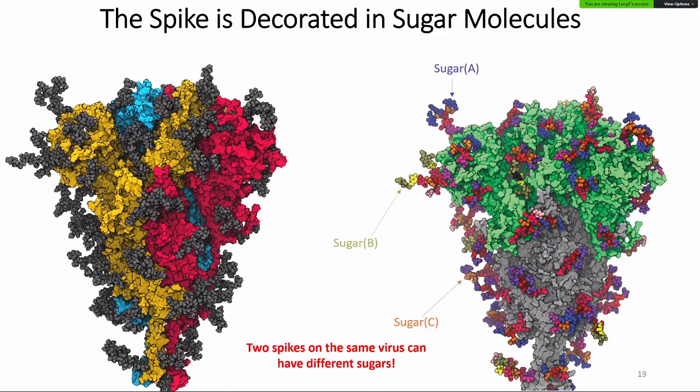Now, the virus is very tricky like that. If you express this virus in a plant cell, you'll get plant sugars. Or if you do it in an insect cell, you'll get insect sugars. If that kind of answers your question. Yeah, it does. Thank you. Cool. Thank you. Yeah, really good question.